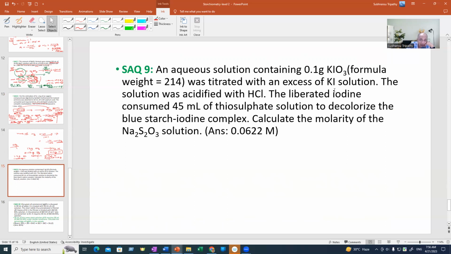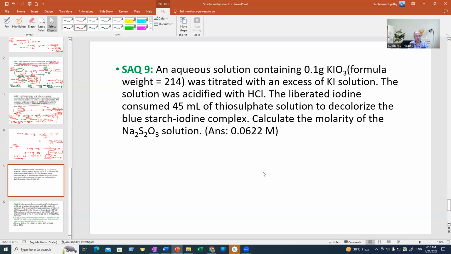It was titrated with an excess of KI solution, so that the solution was acidified with HCl, of course. The liberated iodine consumed 45 ml of thiosulfate, meaning sodium thiosulfate solution, to decolorize the blue starch. The starch is the indicator here. It makes the solution blue, and when the end point comes, the blue color vanishes. So to decolorize the blue color, it needs 45 ml of thiosulfate solution. Calculate the molarity of the thiosulfate solution.